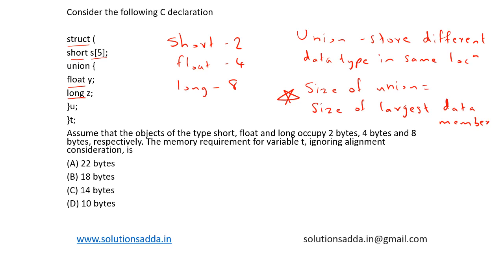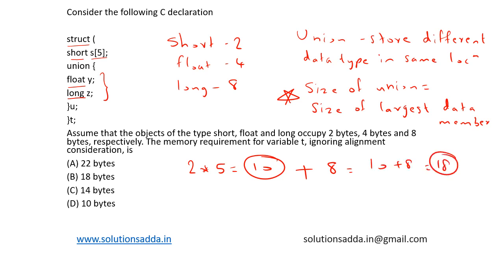Now let's see how to solve. The members of the structure would include short, which has 2 bytes. Since it's an array, we have 2 into 5, which is equal to 10 bytes. Plus the size of this whole union will be equal to the size of the largest data member in it. Long has 8 bytes and float has 4 bytes, so size of long would be considered here. It is equal to 8. So the total size would be 10 plus 8 equal to 18 bytes. So based on the options, option B, 18 bytes is the right answer here.